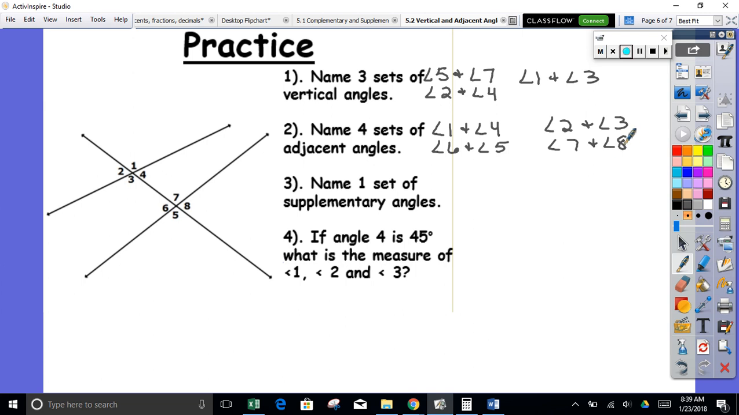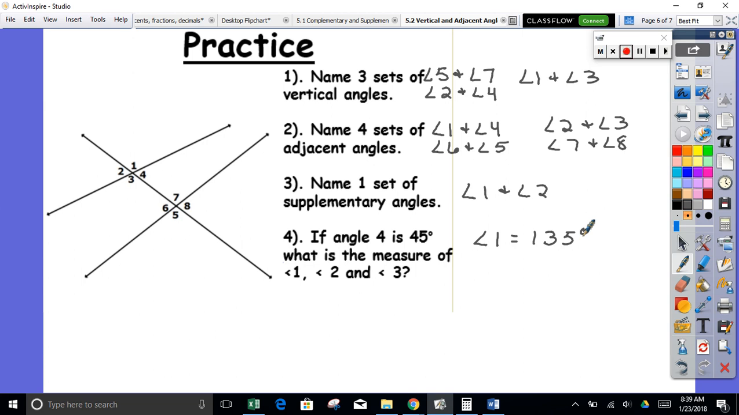Name one set of supplementary angles. Eli. Angle 1 and angle 2. Good. You could have used any of the angles that you used above as adjacent angles for number 3. Number 4, if angle 4 is 45 degrees, Dakota, what's the measure of angle 1? Ailey? 135. So angle 1 would be supplementary with angle 4, so angle 1 would be 135 degrees.